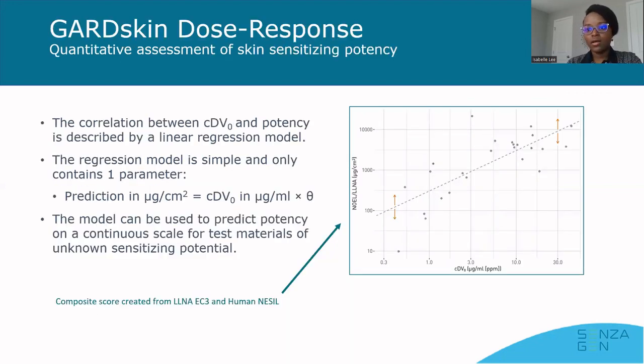So we have Andy from Sensigen who is going to join us and will provide more detail on the composite model. But the message about the model is that it is created from looking at both the human NOEL and the LLNA EC3 and comparing those values to CDV0s to predict a value. And the model is simple and only contains one parameter. So we'll go into more detail during our breakout session, which we encourage you to join.